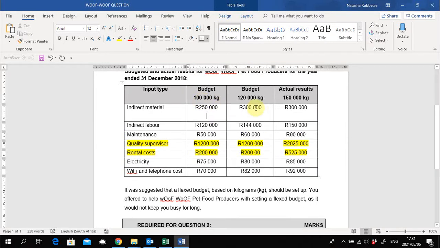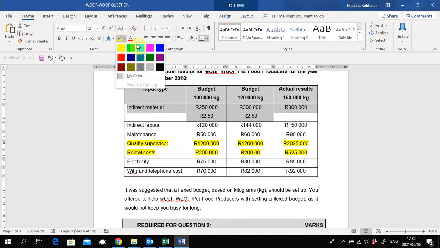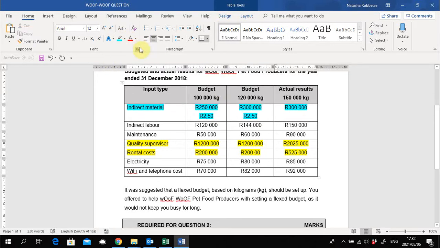So if I start with indirect material and I divide the 250,000 by 100,000 kilograms, I get 2 rand 50. And I also get 2 rand 50 if I divide the 300,000 by the 120,000. So therefore I know that this is a variable cost. And my variable costs, I'm just going to highlight with another color. So let's make that, for example, this turquoise type of blue-green color.